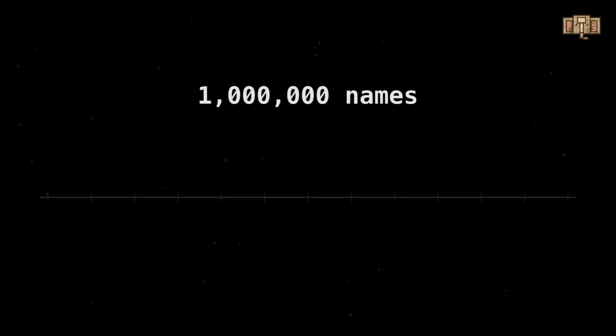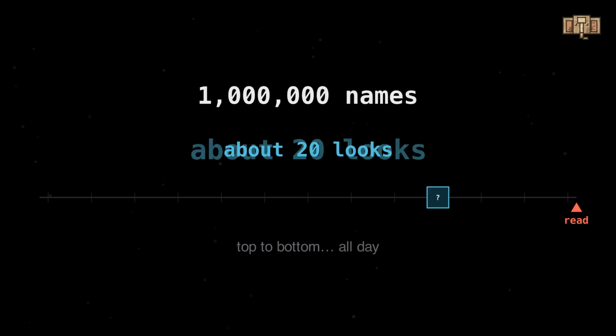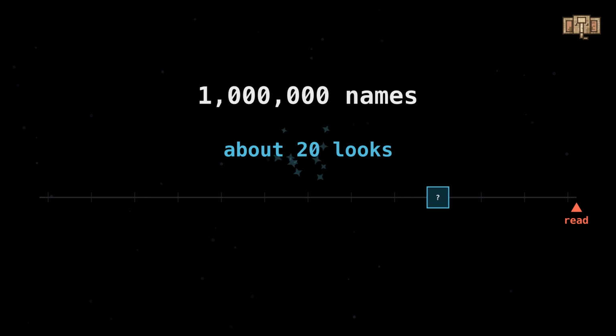Picture a phone book, a million names all in order. Read it straight through from the top and you would be here all day. Yet you can land on any single name in about 20 looks. Not 20,000, just 20 on the very same million names. And the whole difference comes down to one simple idea.